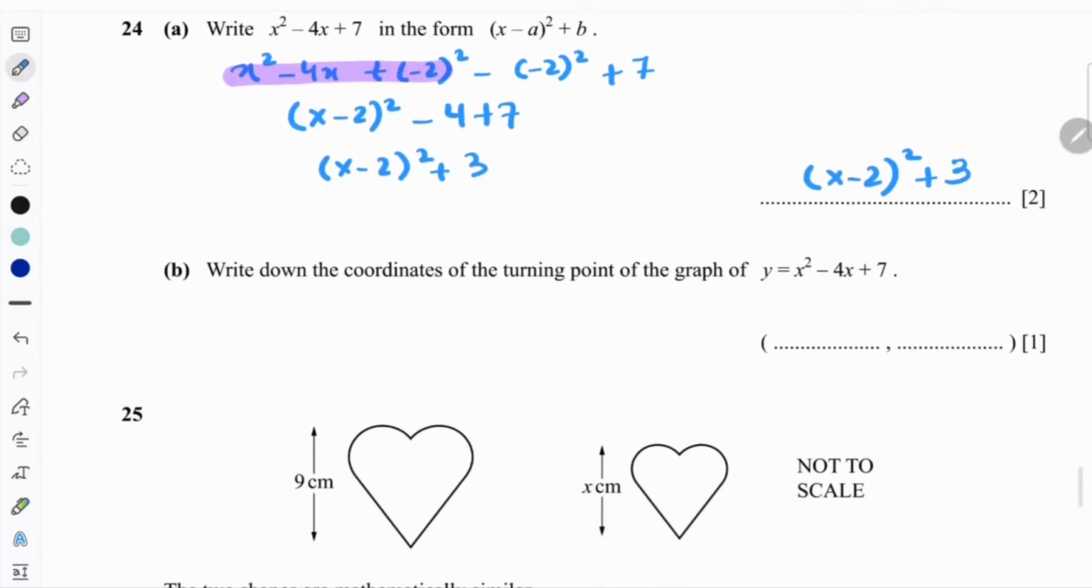Write down the coordinates of the turning point. Turning point is obviously 2 and 3.